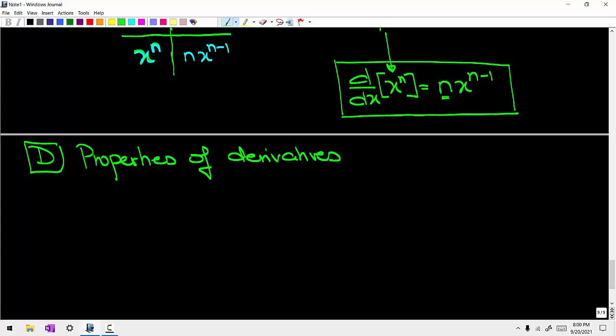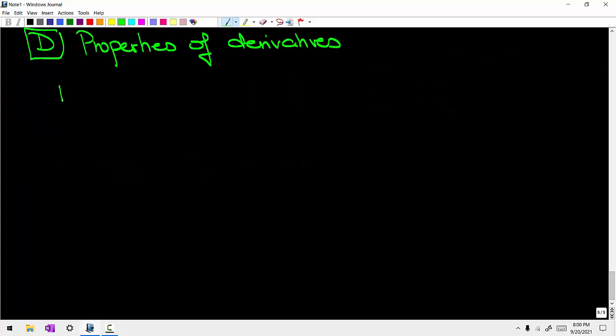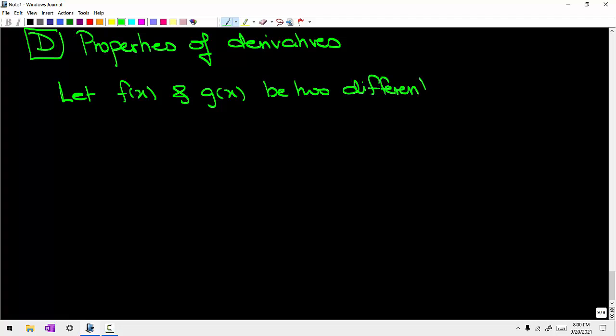For now, there are many other properties that we'll come across throughout this chapter, but we'll start with two. Let f of x and g of x be two differentiable functions. All that means is we can take their derivatives. And c is a constant. So now we have two properties of derivatives that we're going to work with.